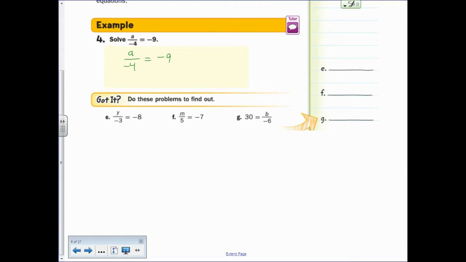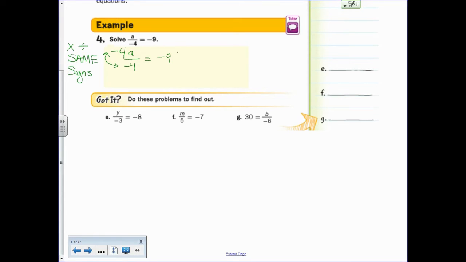Again, our goal is always to isolate the variable, to get the variable alone. And so the variable is on the left-hand side. We want it to stay on the left-hand side. So we need to get rid of this dividing by -4 by doing the opposite of what we see. What is the opposite or inverse operation of dividing by -4? It is multiplying by -4. And again, when you multiply and divide, you want same signs. So we're going to multiply by -4.